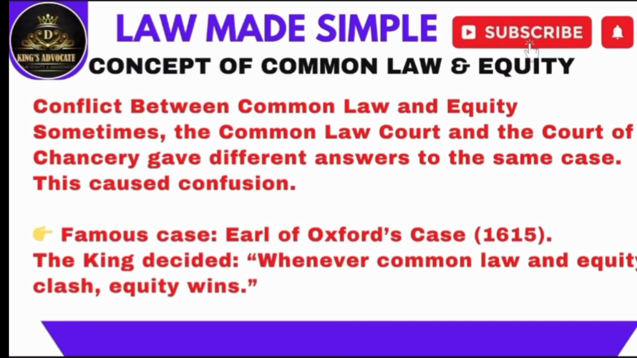All those things necessitated equity. All those things became the issues, conflict here and there. Then what happened? That is what we are going to tell your lecturer. Sometimes the common law court and court of chancery gave different answers to the same cases, and this created a lot of confusion. The famous case was the Earl of Oxford case.